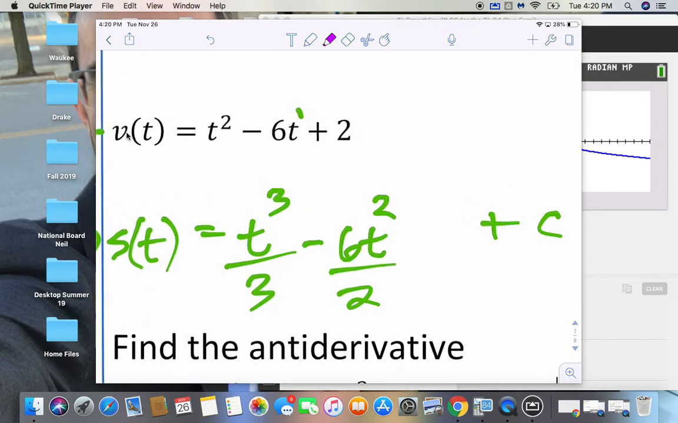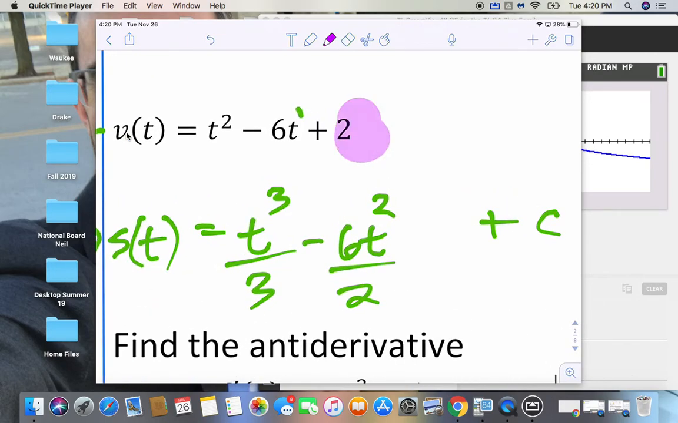There is an unwritten t to the 0 on there. So let's go put that in there. It says t to the 0, we're not writing it because that would be 1. But if you add 1 to that power, it becomes t to the first. And then you divide by that same power, which is 1. So this is plus 2t to the first divided by 1. That is our power rule for each one of those.